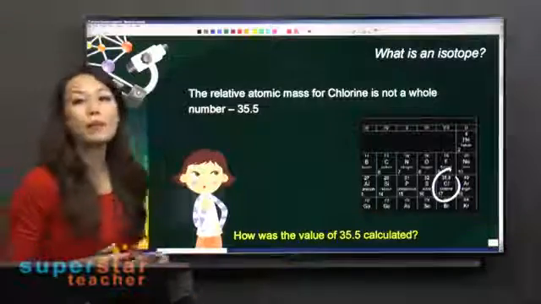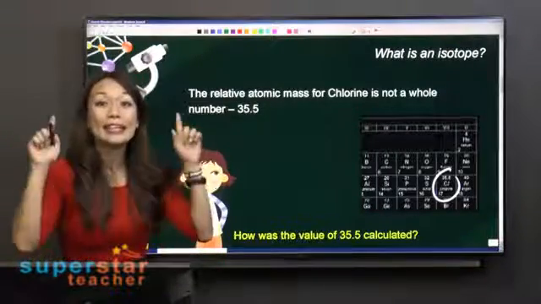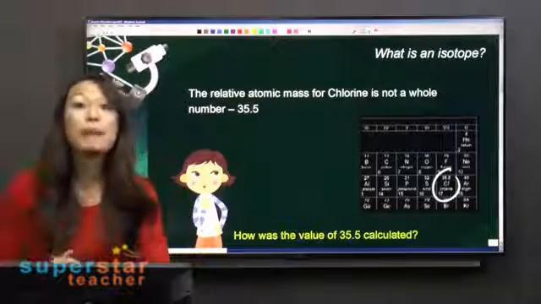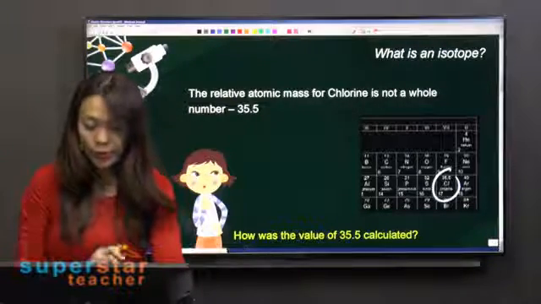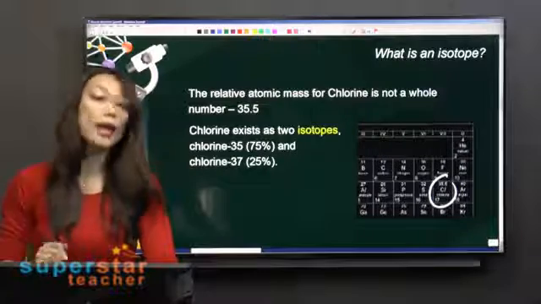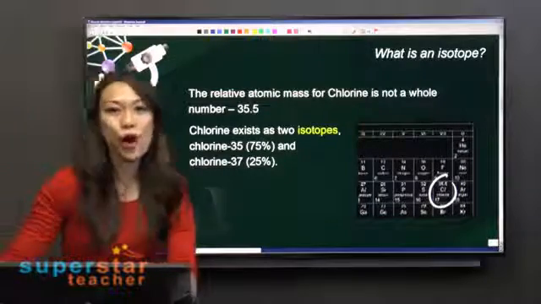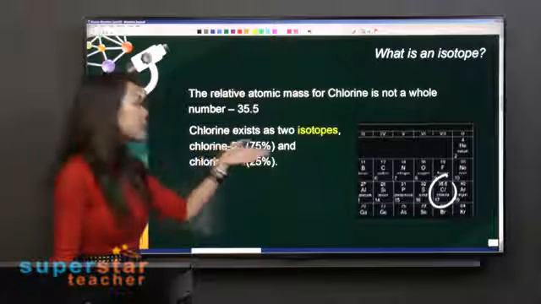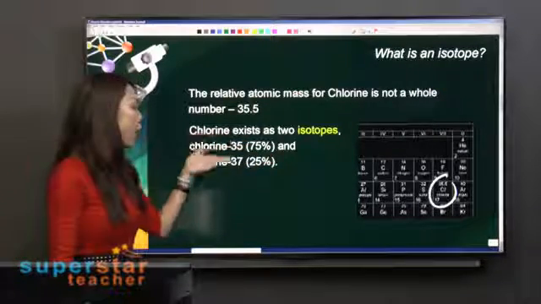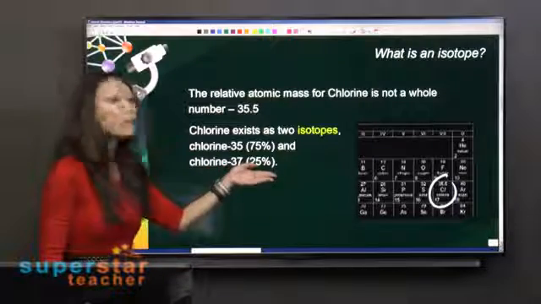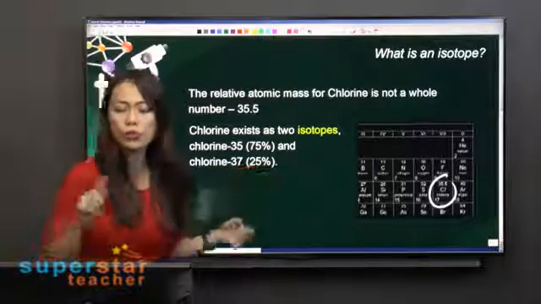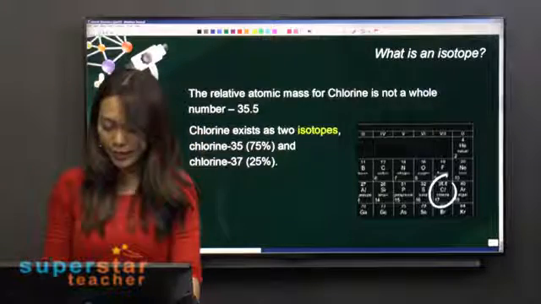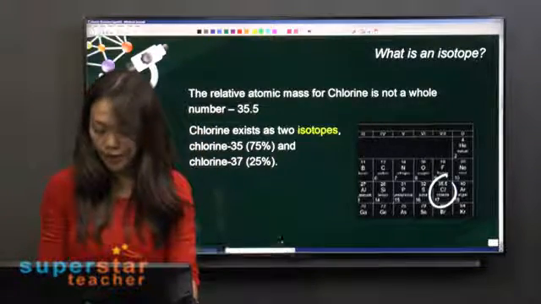One question that many people will ask is, how do I calculate 35.5 for chlorine? Today I'm going to show it to you. It's very simple, because chlorine exists in two isotopes. Basically, there is chlorine-35, which is 75% of it, and chlorine-37, which is 25% of it. So you will say, then how do I get 35.5? Do not fret, okay? Let's do some simple calculation.